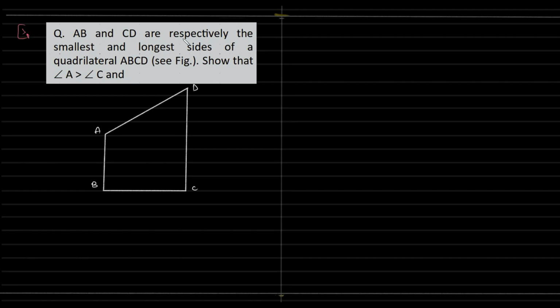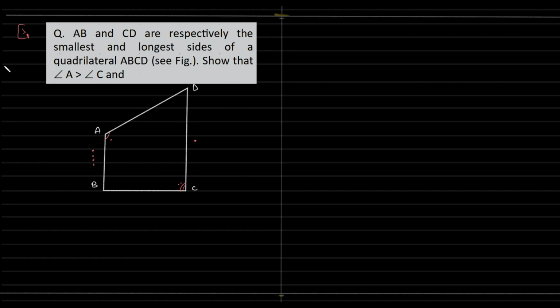AB and CD are respectively the smallest and the longest side of a quadrilateral ABCD. So this is the smallest, with one, two, three, four dots. CD is the largest, with a single dot, of the quadrilateral ABCD. A quadrilateral is a four-sided closed figure. Show that angle A is greater than angle C. So this is greater than this.